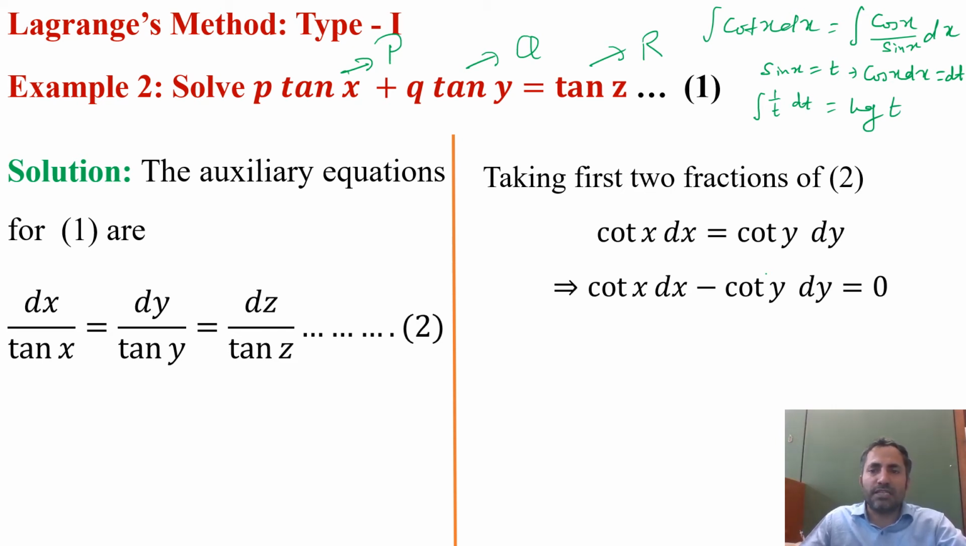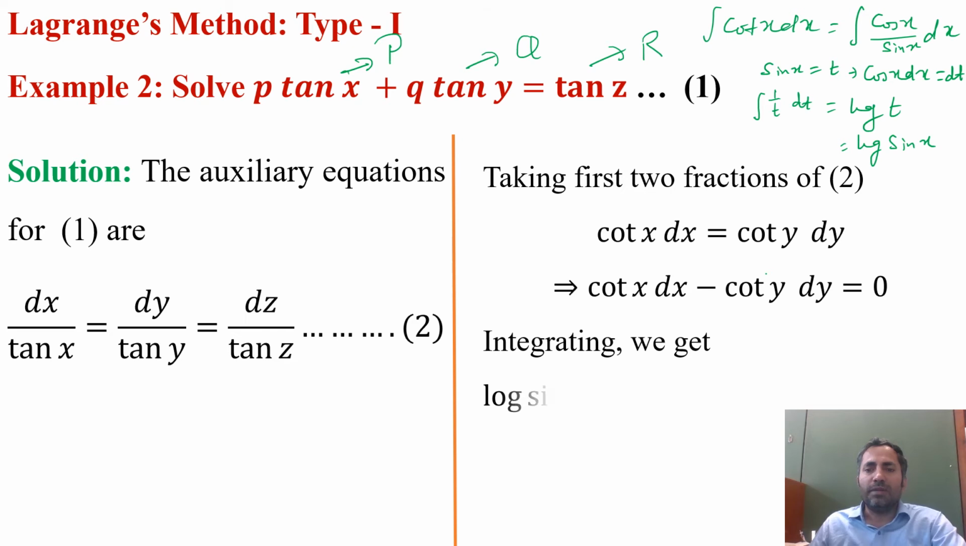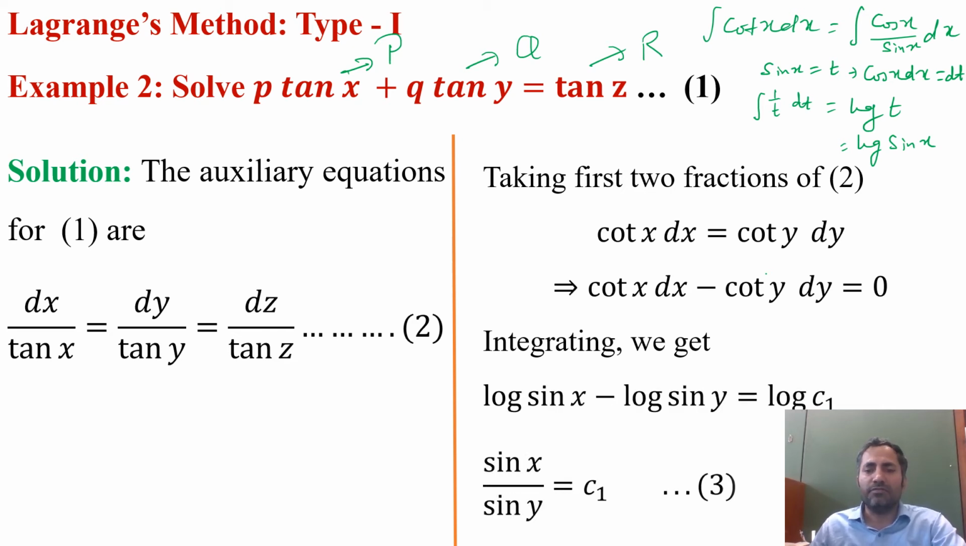So t is sin x, so our final form is log of sin x. Similarly cot y dy will be log of sin y. By integrating, we get log sin x minus log sin y equals log c1, and finally sin x upon sin y equals c1. The first component of phi, that u of x, y, z equals c1, we obtained here.